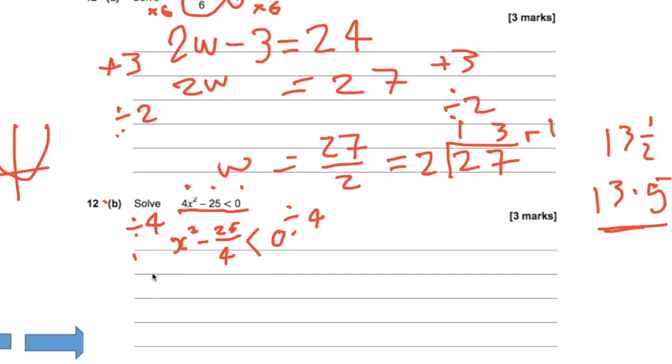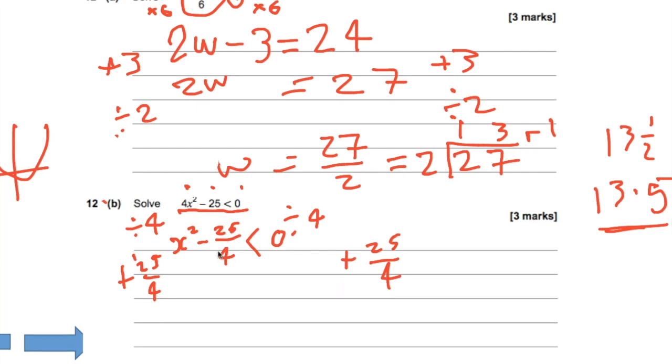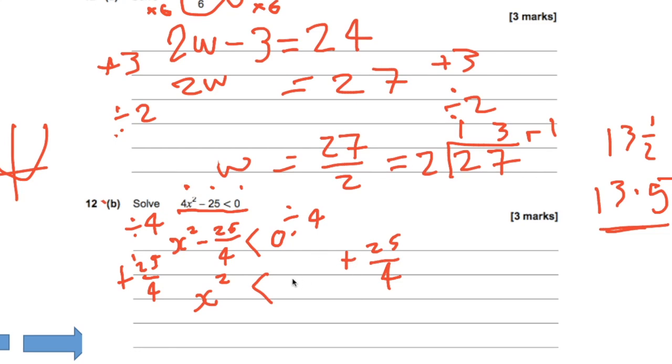So I'm going to add 25 over 4 to both sides. Why are we adding 25 over 4 to both sides? Again, because we want to get rid of this minus 25 over 4. Remember, we want to end up with our letter on one side and a number on the other side, so we have x squared by itself if we add the opposite. So x squared minus 25 over 4 plus 25 over 4 leaves us with x squared, and 0 plus 25 over 4 is just 25 over 4.